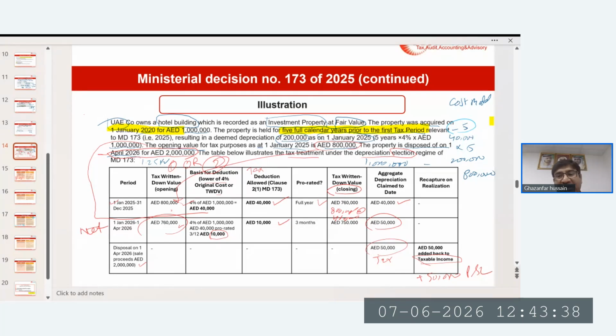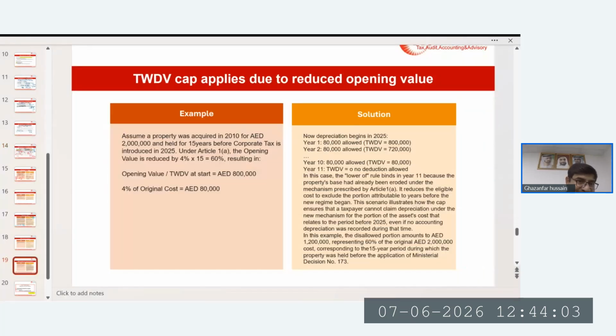So let's assume that if they gave 10 years, 5 years they already utilized before the first tax period. So the same property we can continue another 5 years after the first tax period. This is called the tax depreciation. Next 5 years we can continue. This is our learning that we are focusing on.